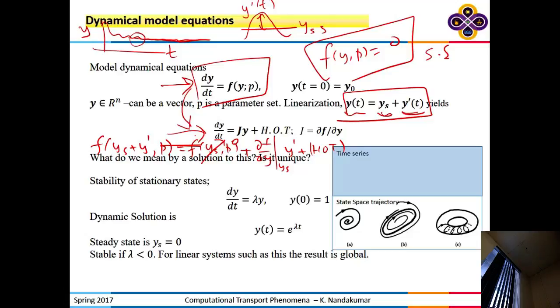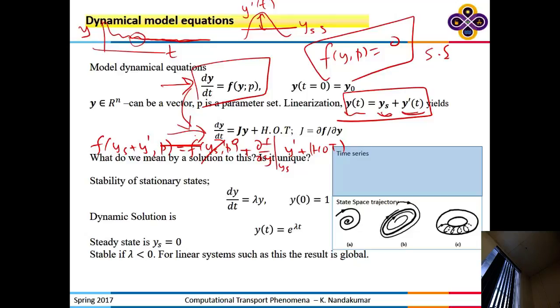If lambda is negative and real, what happens? It just decays. That says that the perturbation y decays to 0. That means I go back to my steady state. Right? Lambda can also be complex. Then it oscillates. And if the real part of the complex lambda is negative, then it oscillates but decays to 0, right? If the real part of lambda is positive, then it will oscillate and spiral out, blow up. If it is purely real and positive, it will just blow up.